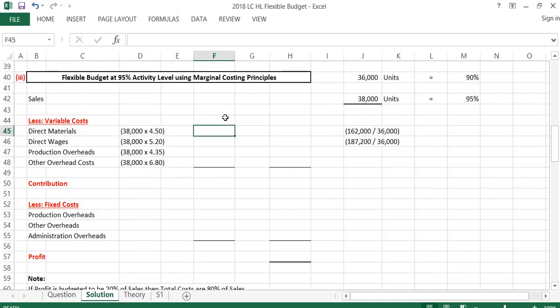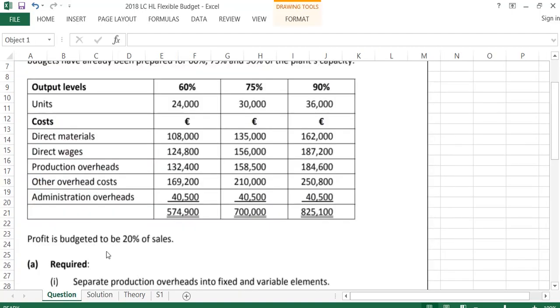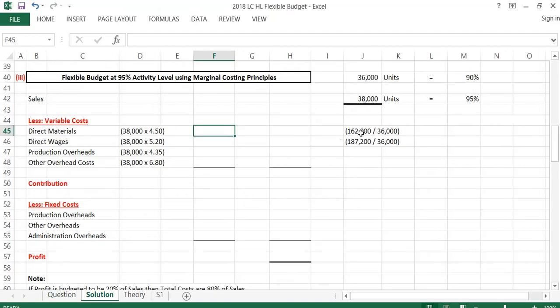So the first thing I need to do is to work out the variable costs. So direct material. Well, material and wages, they're both completely variable. So if I go back to the question and look at my materials, my material expense for 36,000 units is 162,000, and if that's all variable, to work out the variable cost per unit, it would be just 162,000 divided by 36,000 units, which is €4.50 per unit, and if I'm operating at 38,000 units, then it would be 38,000 multiplied by 4.5.